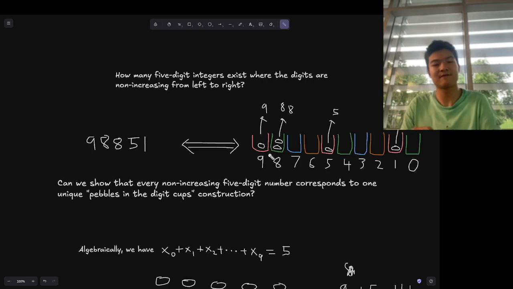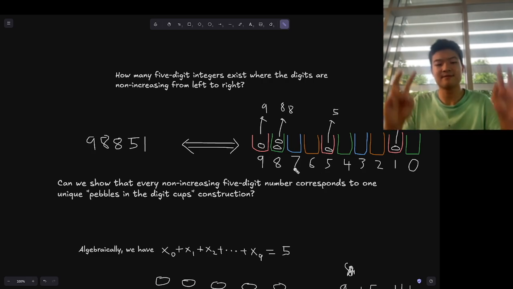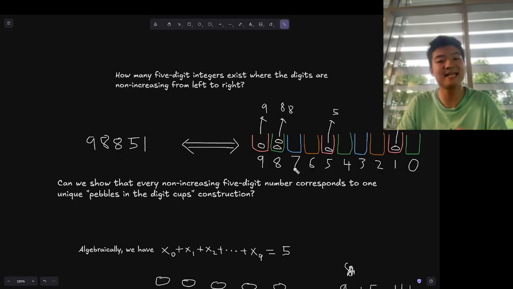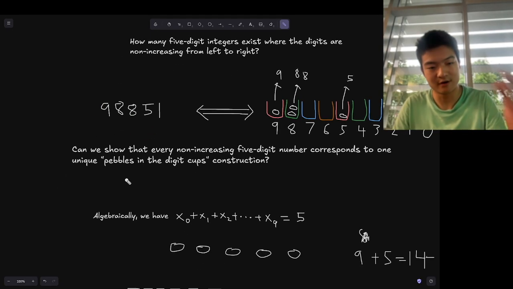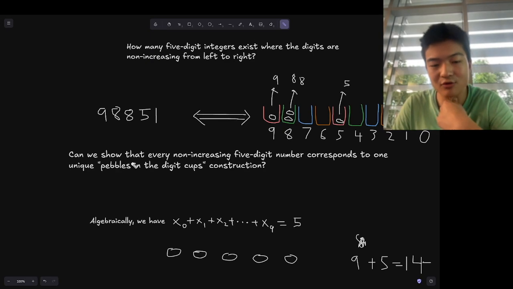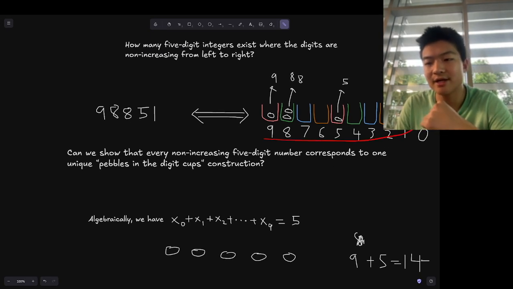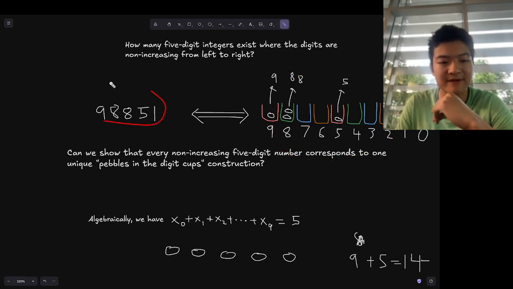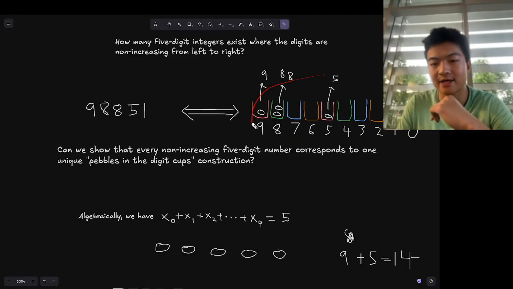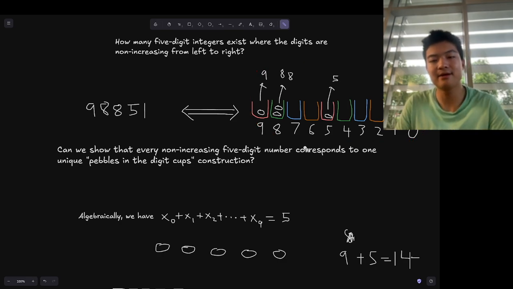So we see the intuition that this pebbles in the digit cups construction is really equivalent to this 5-digit non-increasing integer right here. So then now the question becomes, how can we count this construction on the right-hand side? Because counting the left-hand side is the problem, and it's not very obvious how I can count this efficiently. But if the construction on the right-hand side is equivalent to that on the left, and if this is easier to count, then maybe we can count it via this construction on the right-hand side.